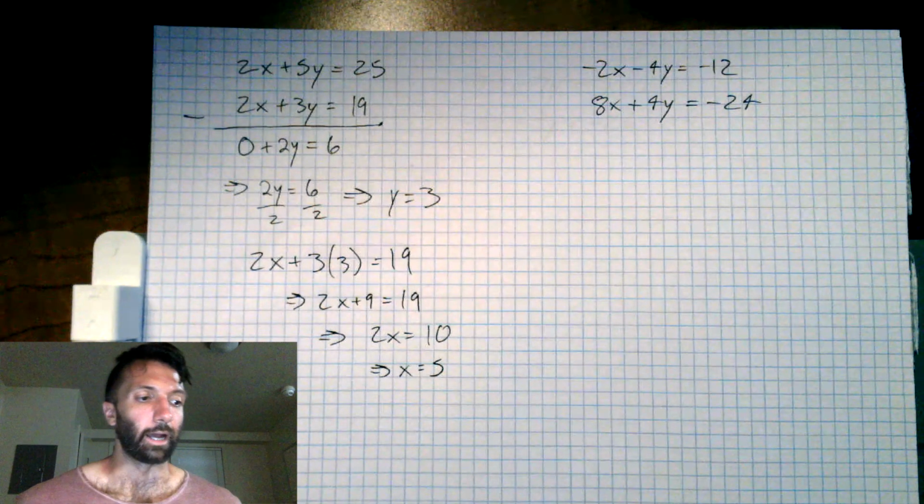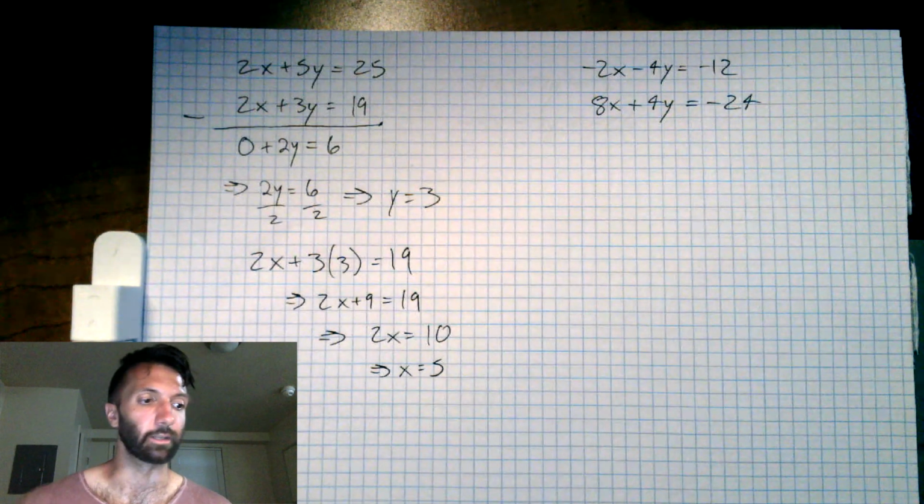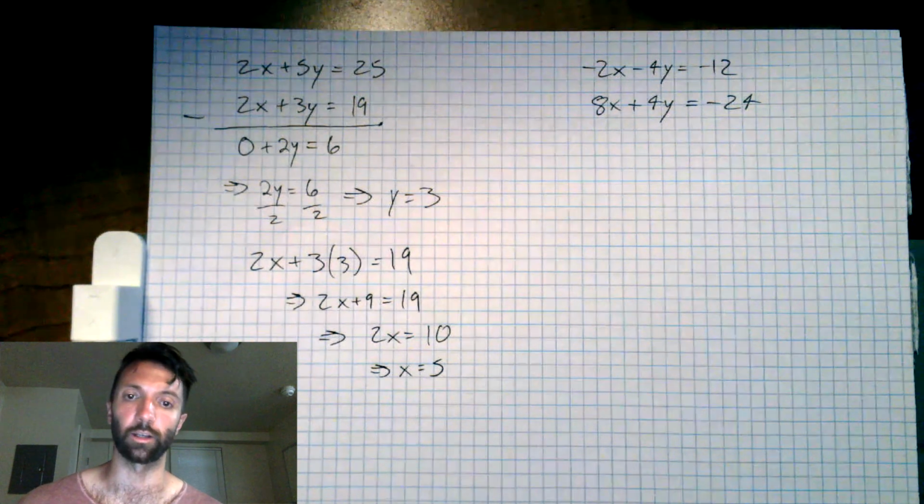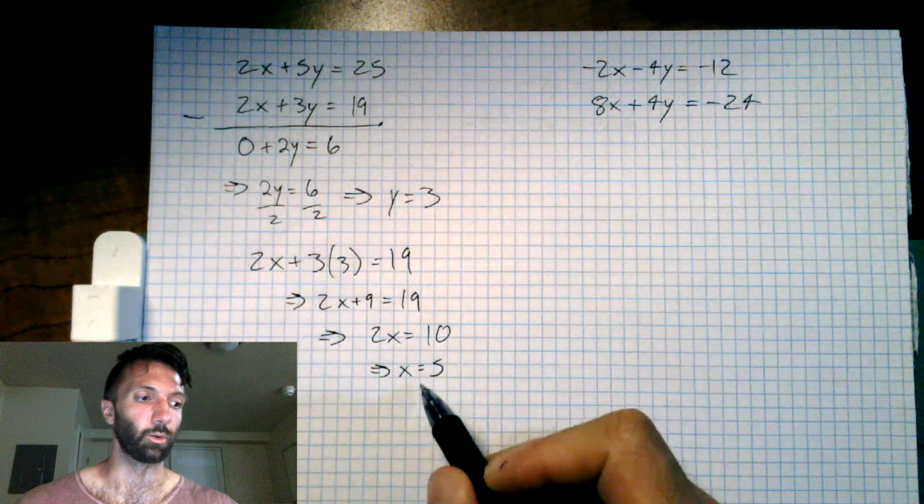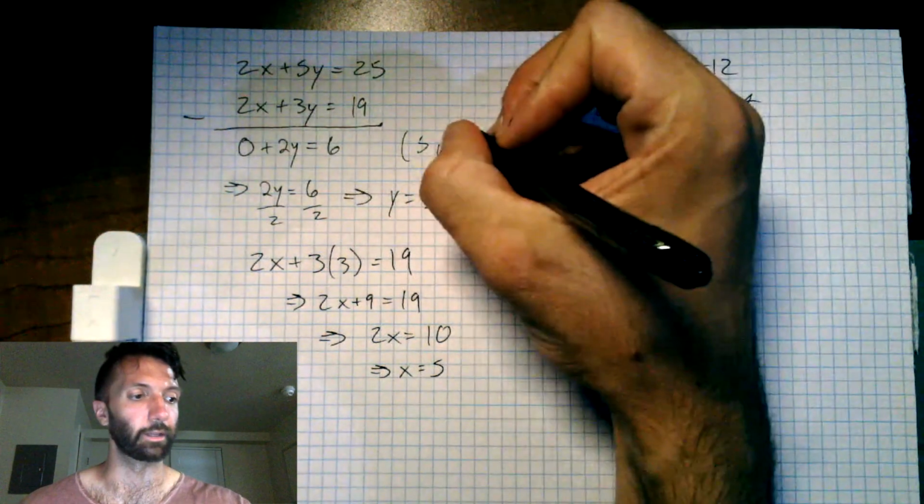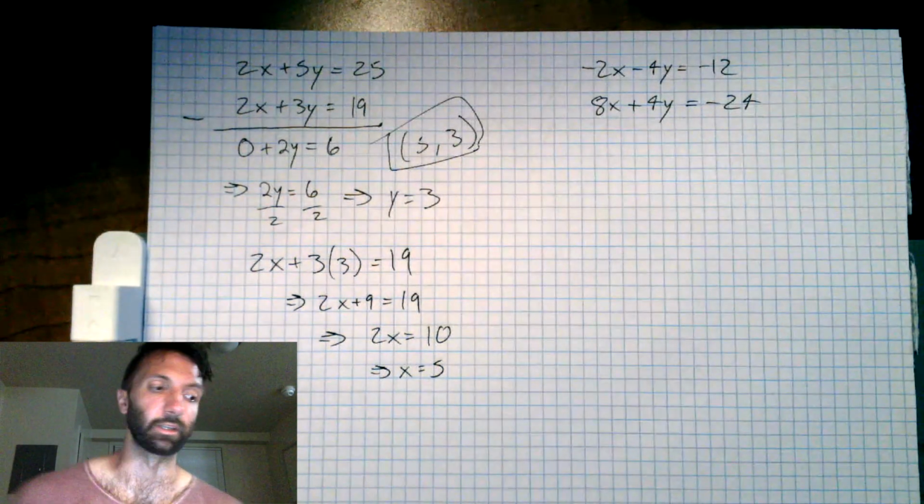And now I can put together my solution. So remember, the solution to a system of equations is an ordered pair. It's an xy coordinate pair, because the solution to the system is where the lines cross if you were to graph them. So x always goes first, that's 5. Y goes second, that's 3. So 5, 3 is my solution to the system.